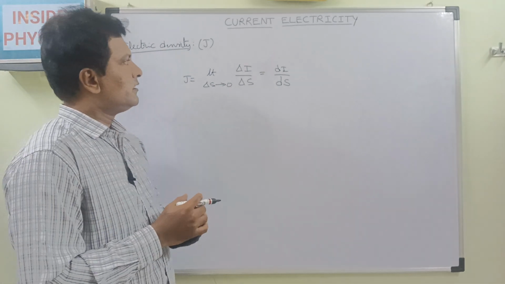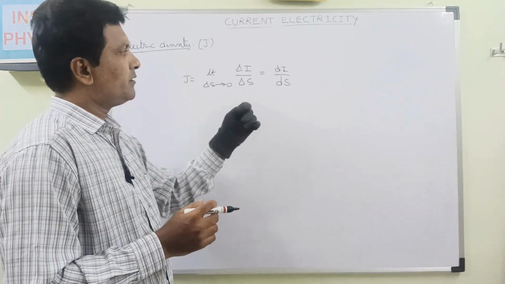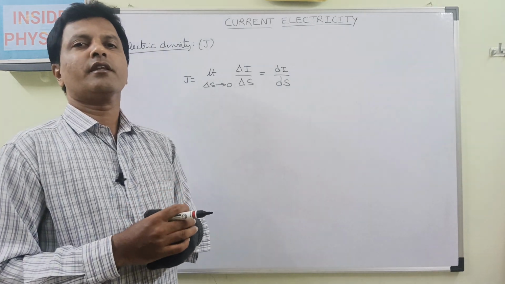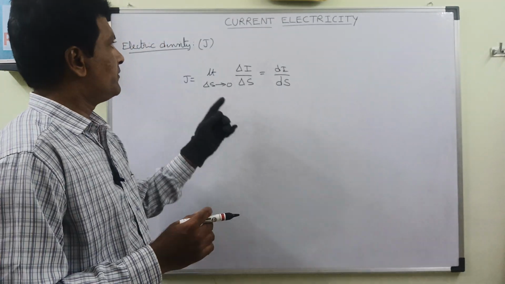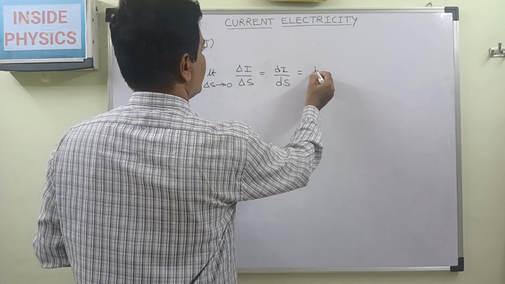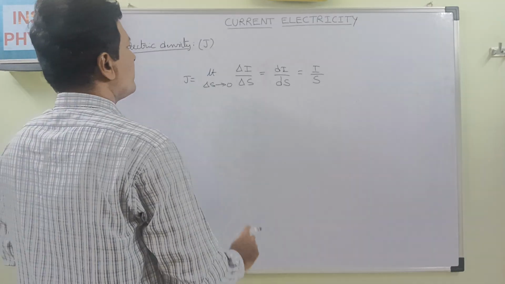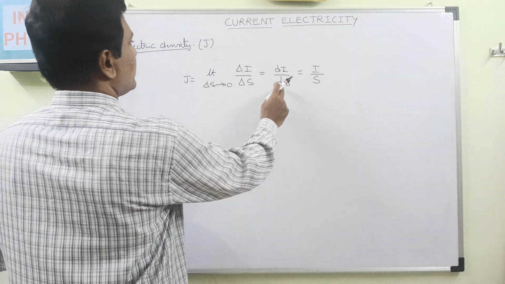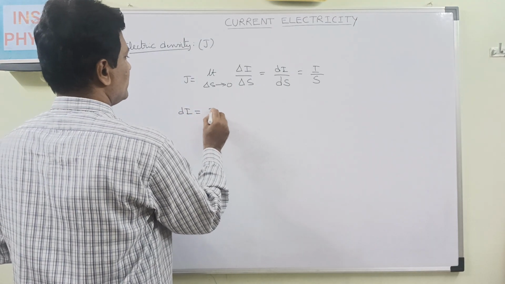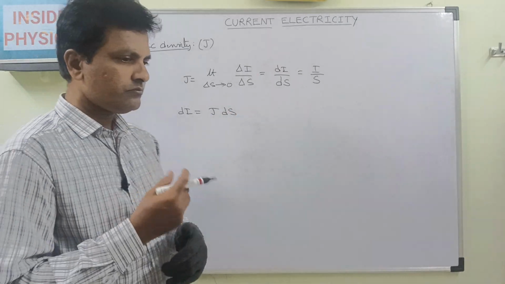Here, if the surface area is perpendicular to the flow of current, then the equation will become I by S. If we take this equation, then dI is equal to J dS.